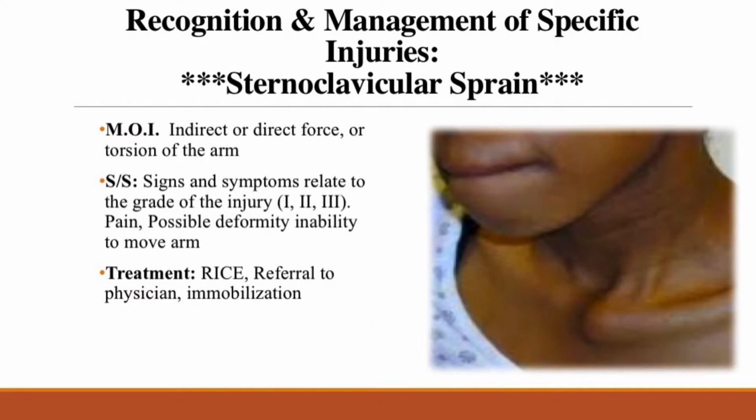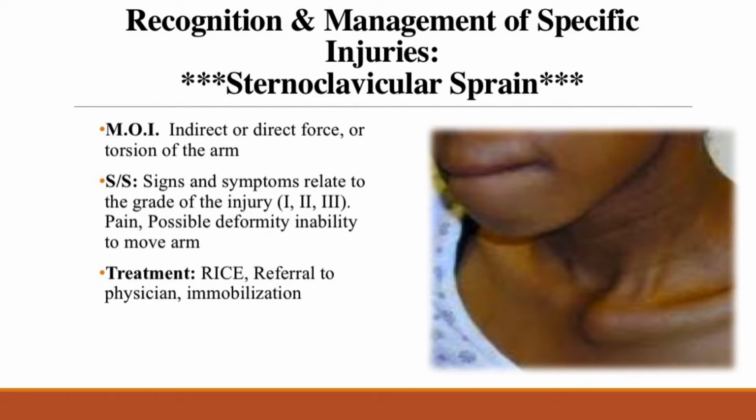The sternoclavicular joint sprain is not common in sports. However, it can be very dangerous if the clavicle displaces posteriorly against the airway and the major blood vessels of the neck. The mechanism of injury occurs from either a direct blow to the clavicle or indirect force traveling through the humerus to the clavicle.